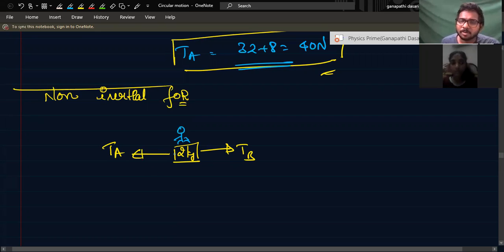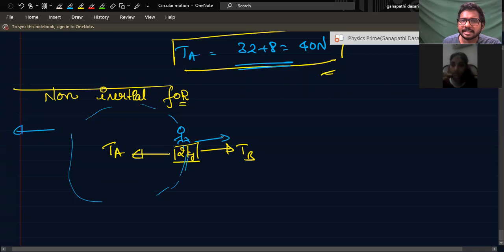Now, because it is a non-inertial frame, I'm sitting on this block. If I'm sitting on this block, there will be a pseudo force on this block. How will the pseudo force act? Opposite to the acceleration of the frame of reference. This frame of reference is going with an acceleration towards the center because it is moving in a circle, right? That means the pseudo force should be taken in the opposite direction. Okay, FPS.